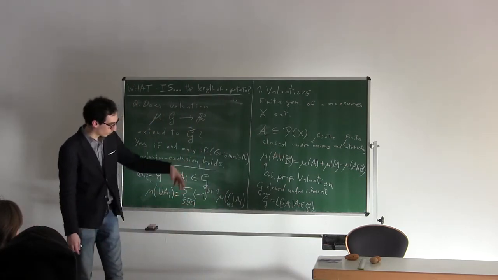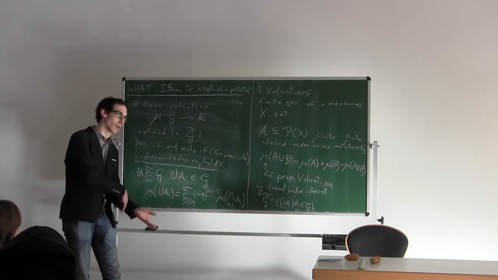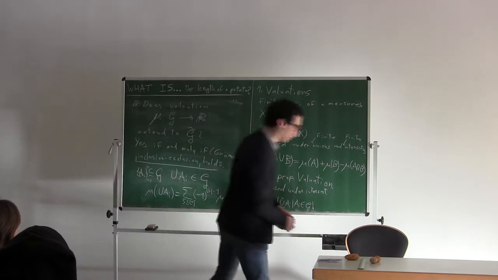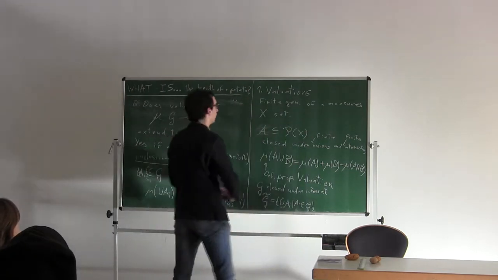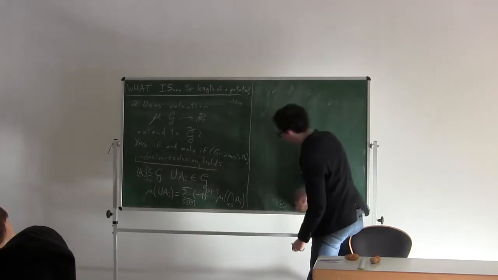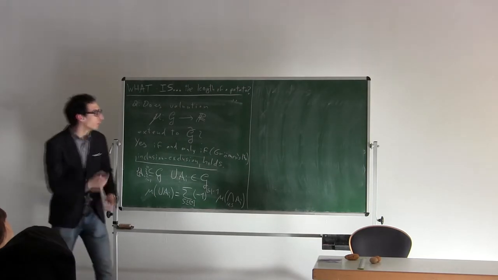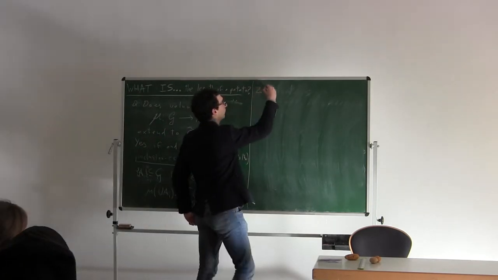This is how it will look. Usually you take one, then you subtract the intersection of two, then you add the intersection of three, then you subtract the intersection of four, and so on and so on. Okay, so that is more or less clear. Let's go to the first example, evaluations on parallelotopes.